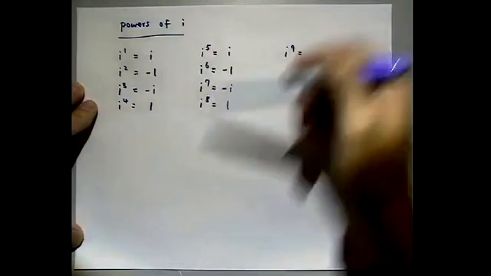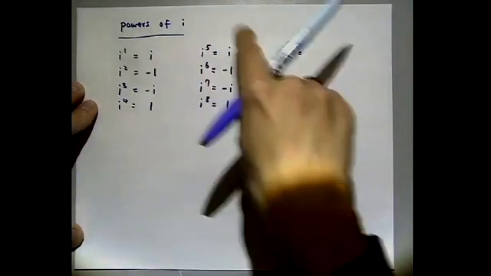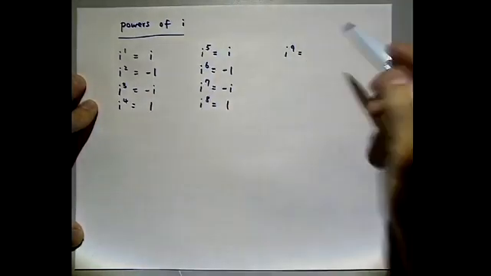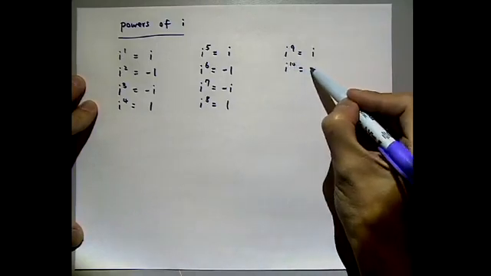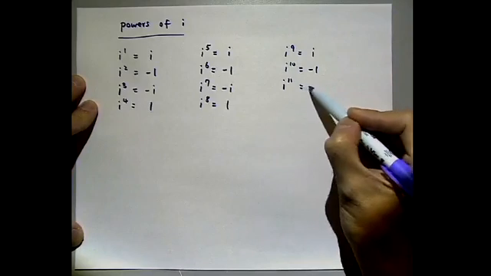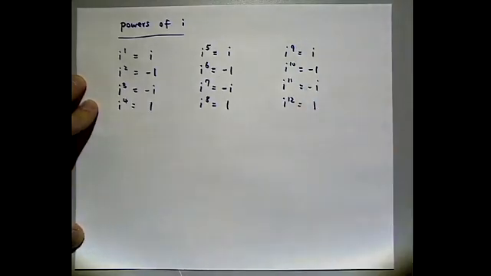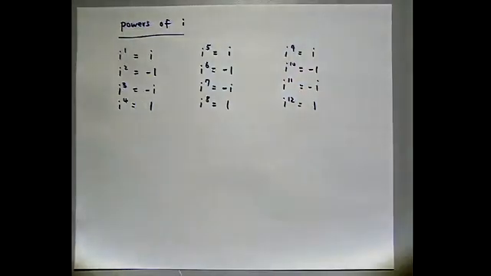So looking at this here, the pattern is clear. After every 4 powers of i, this thing repeats again. So i to the 9th would be i, i to the 10th would be minus 1, right? i to the 11th is minus i, and i to the 12th is 1. And then this continues again. So as long as you know the first 4 powers of i, anything after that, it just keeps cycling around.